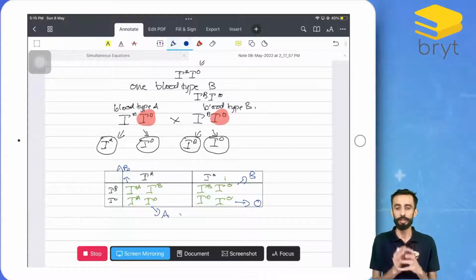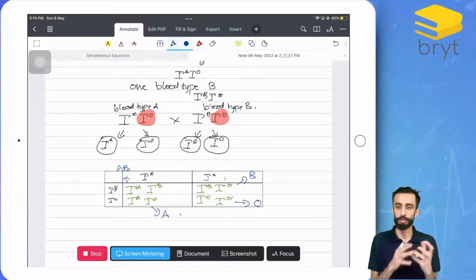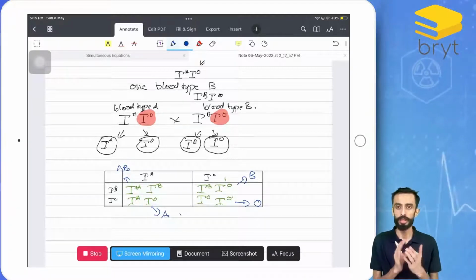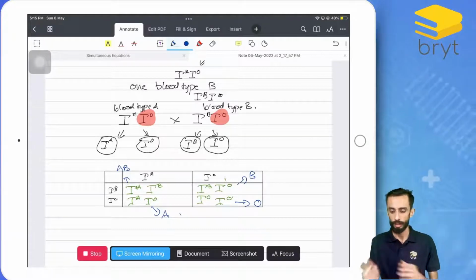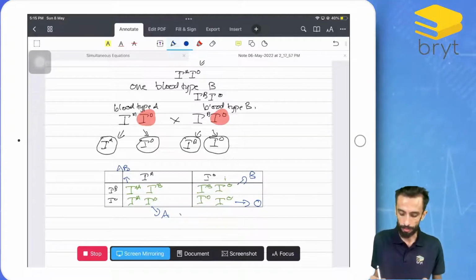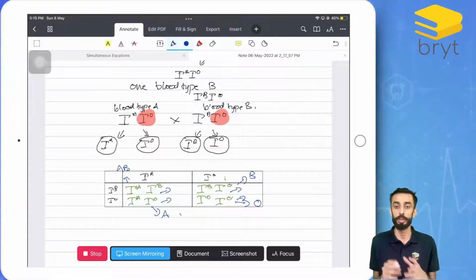You can see that even the genotypic ratio changes and the phenotypic ratio also changes. We get a ratio of 1:1:1:1, which is basically one blood type AB, one blood type B, one blood type A, one blood type O, and even the genotypes of all four of these individuals will be different.